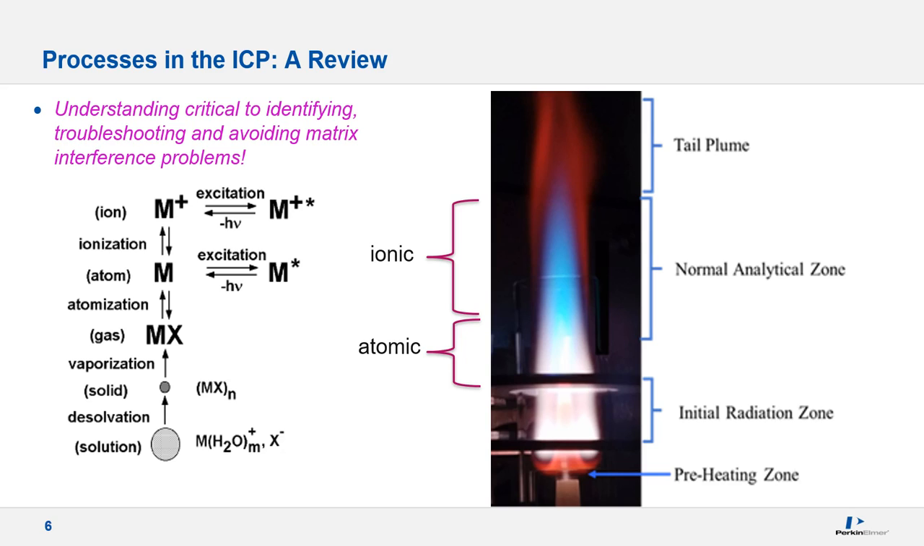The next step is vaporization of the salt particles into a gas of individual molecules. These molecules are then dissociated into atoms. These processes occur predominantly in the preheating zone, PHZ, or the lower part of the plasma in the diagram shown on the right-hand side of the slide. The plasma has two remaining functions. These functions are excitation and ionization. Excitation and ionization occur predominantly in the initial radiation zone and the normal analytical zone shown in the figure on the right. The normal analytical zone of the plasma is where the analyte emission in ICP-OES is typically measured.